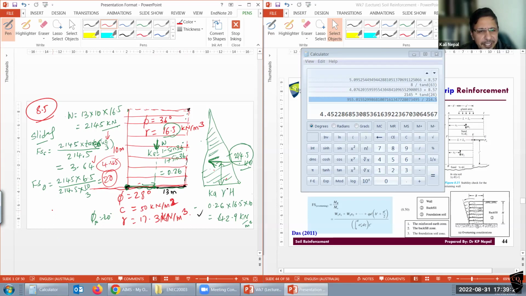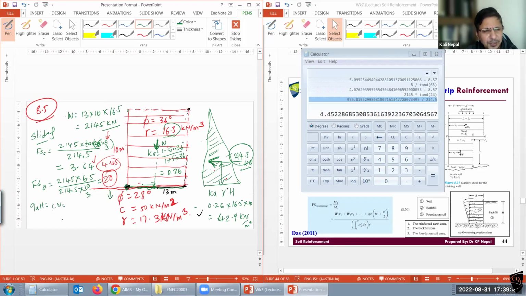So now we need the bearing capacity, the third one. Hopefully we know that, right? The factor of safety for bearing capacity. We need to use some theory now. It's the foundation we are talking about, right? So what is the q ultimate?